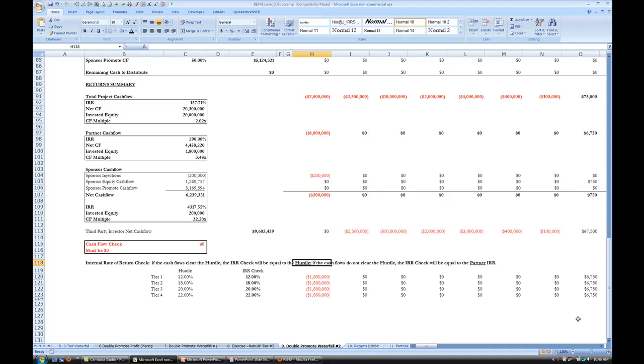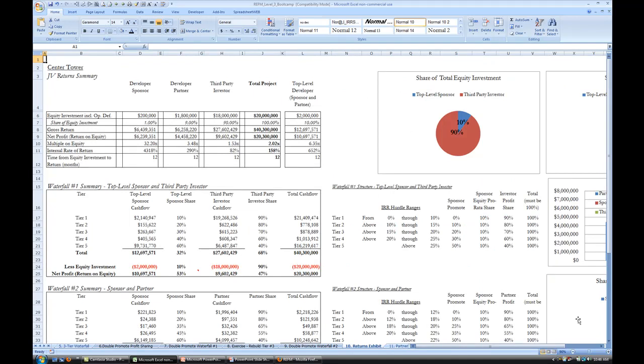Flipping forward to tab 10, we see a way to organize all of the investments and returns to each of the three equity players.